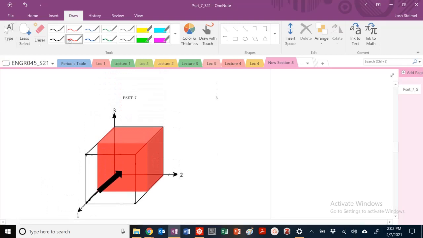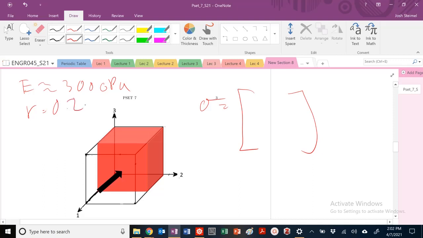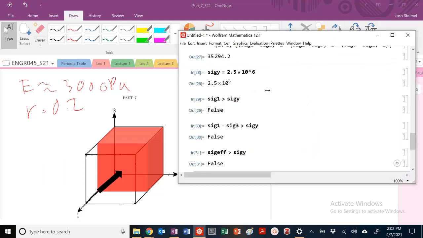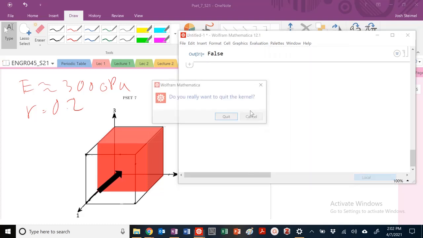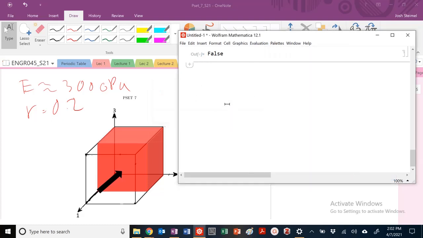So we have our coordinate system. Let's write out what's our stress tensor here. We're also given that this material is tungsten. So our Young's modulus, let's say it's around 300 gigapascals. It's ceramic, Poisson's ratio is 0.2. So I'm going to start to calculate these values. For this problem, say Y is equal to 300 times 10 to the 9. I'm going to say that my nu is equal to 0.2. And that's good so far.